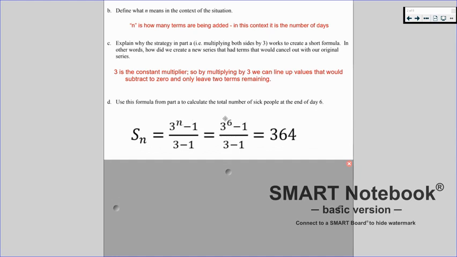So now I just have to plug in 6 for n. If you're going to use your calculator, make sure you put this in parentheses and this 3 minus 1 in parentheses. And we end up with 364, which is the same number that we had back on that last activity. All right, part E on the bottom of the page.